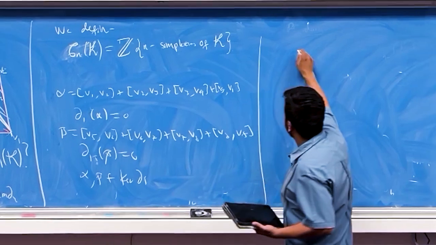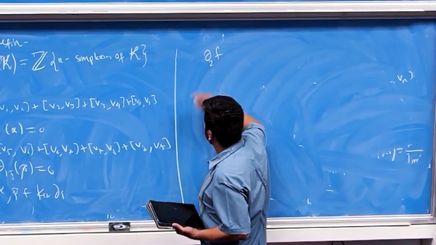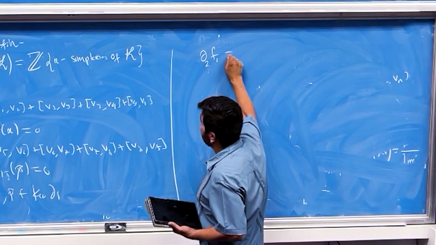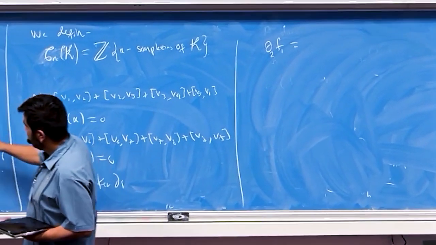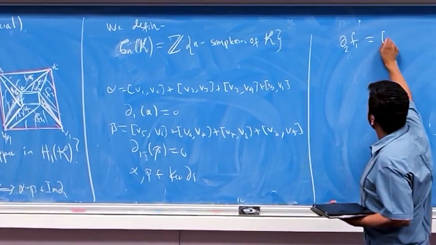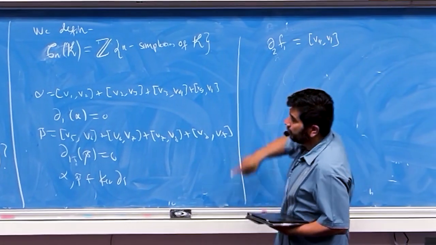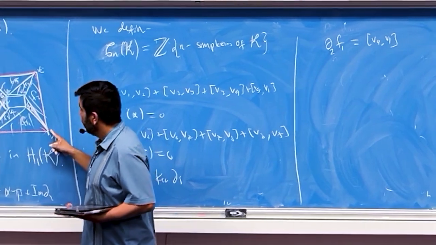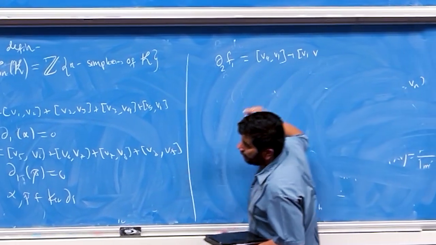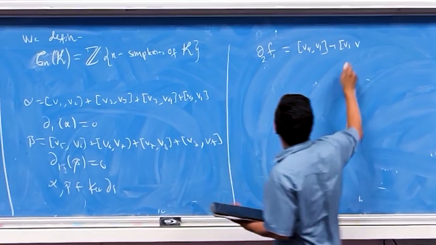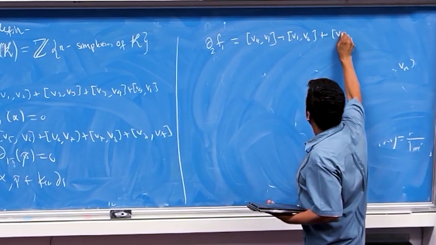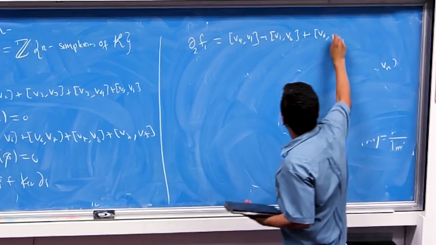So what happens if I take the boundary operator, the second boundary operator, of F1, for example? The boundary operator of F1 is going to be B4, B1, which is this edge, plus B1, B6, plus B6, B4.